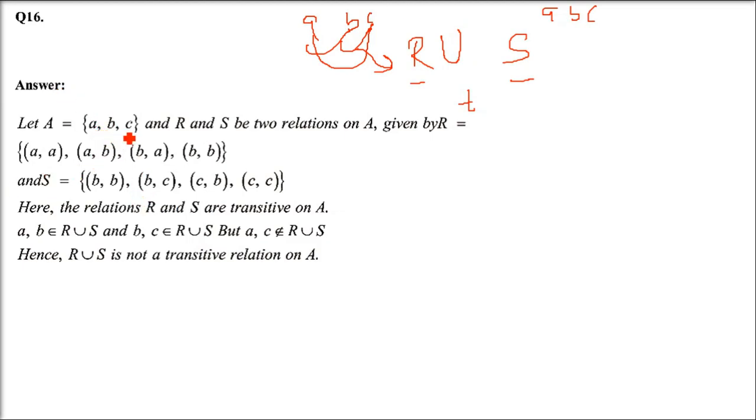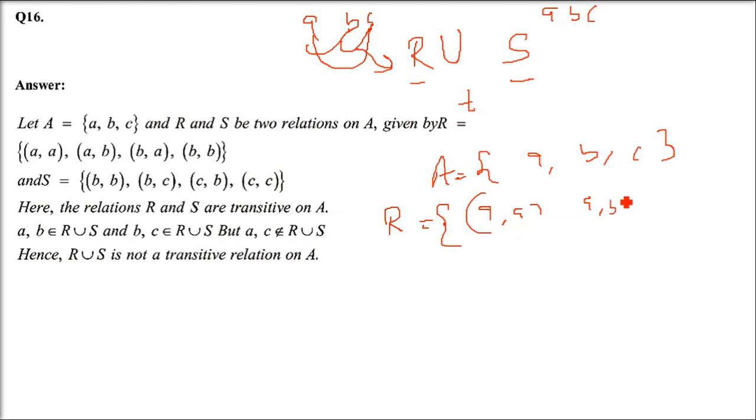We'll take an example here. Let us start with A, which is the set A, B, C. We already did a question like this with 1, 2, 3. I'm making two relations, R and S. R has AA, AB, BA and BB. Why did I make this? Because this is transitive. This is absolutely transitive.